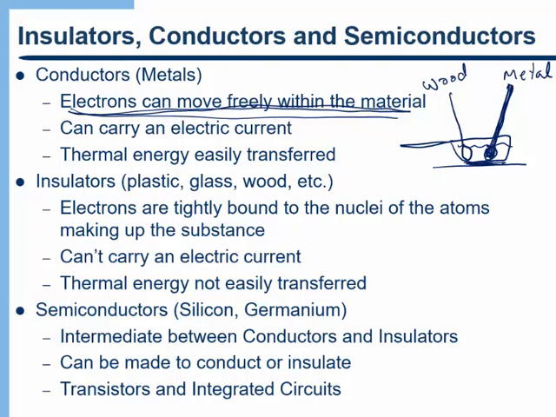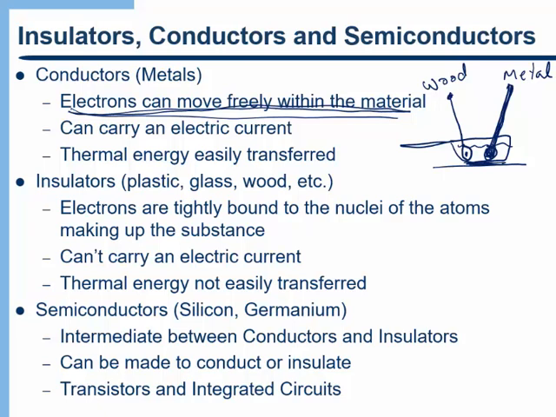In the wood, though, and in insulators in general, the electrons are tightly bound to the nuclei of the atoms that make up the insulator. And therefore, electrons can't easily travel, let's say from down here up to some point up here. They really can't move. And therefore, an electric current can't pass through an insulator, and thermal energy is not easily transferred because you don't have the little electrons moving throughout the object.